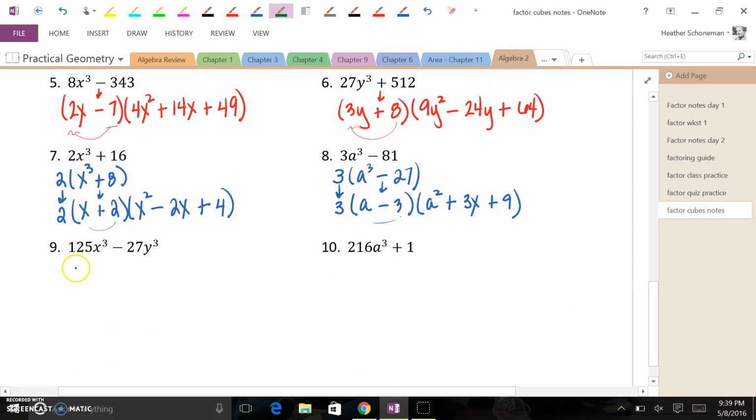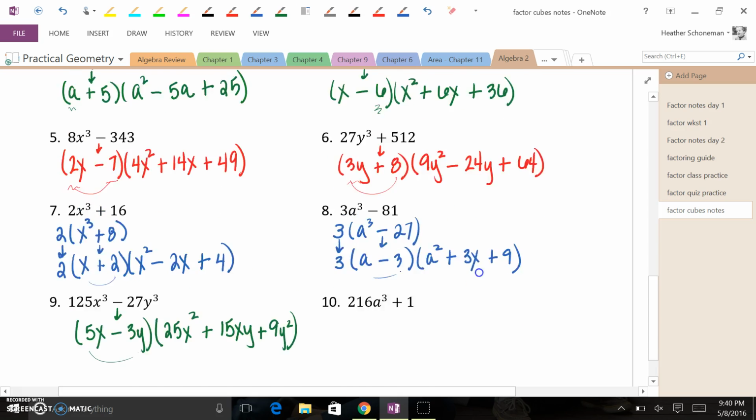Okay, the cube root of 125x cubed is 5x. Carry the sign straight down, minus. The cube root of 27y cubed is 3y. Okay, square the first term. You square 5x and you get 25x squared. Change the sign. It was minus, now it's a plus. Multiply these two things together. 5x times 3y would give you 15xy. Last sign is always a plus. Square 3y and you get 9y squared.